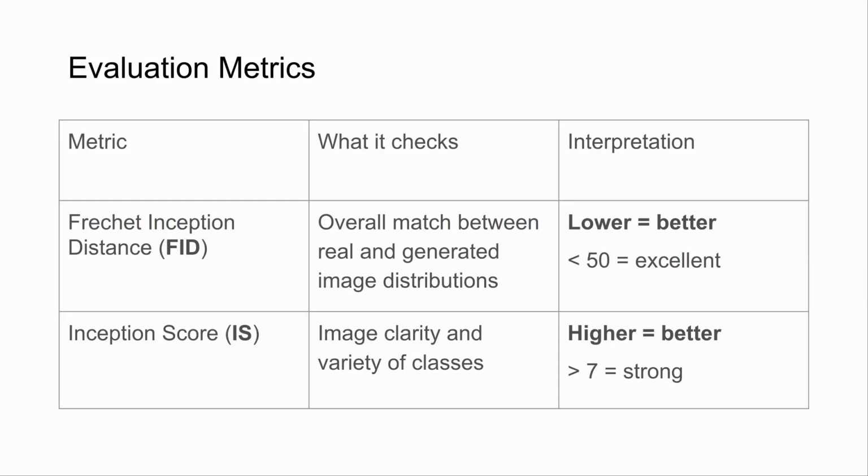So we evaluate our models with two standard measures. The first is Frechet inception distance, or FID for short. It tells us about the overall match between real and generated image distributions, and the lower this score, the better. Usually below 50 shows an excellent performance. And the next measurement is inception score. It tells us about the image clarity and variety of classes, and the higher this score is, the better. Above 7 should be good enough.